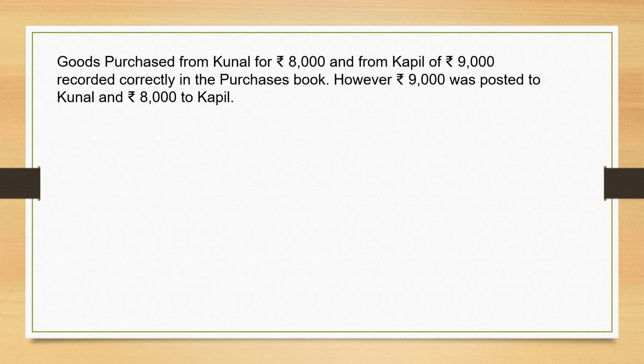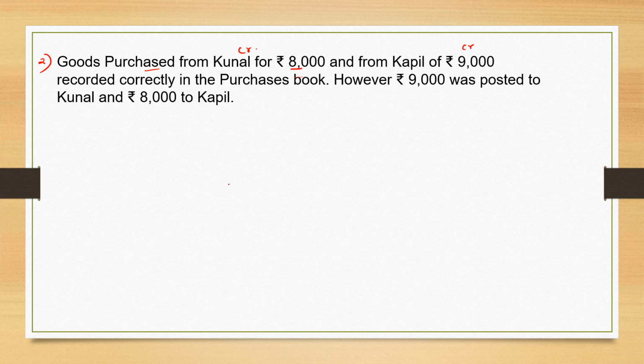Now let us take one more example and understand it. The second example I'm going to discuss today is goods purchased from Kunal for 8,000. So this is a purchase from Kunal. So Kunal's account should be credited with 8,000. And from Kapil, 9,000. So Kapil's account also has to be credited with 9,000. Recorded correctly in the purchase book. So the purchase book, it has gone correctly. 8 plus 9, 17,000 would have gone to the purchases. And for Kunal and Kapil, they have recorded 8,000 and 9,000 in the purchase book.